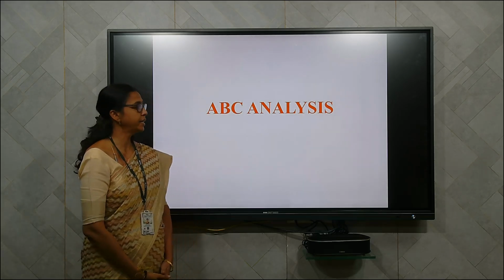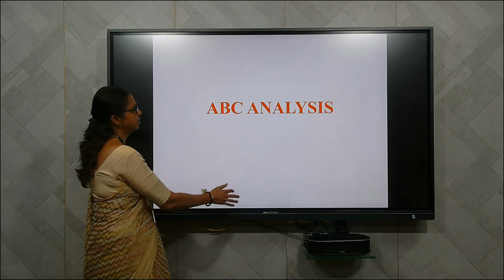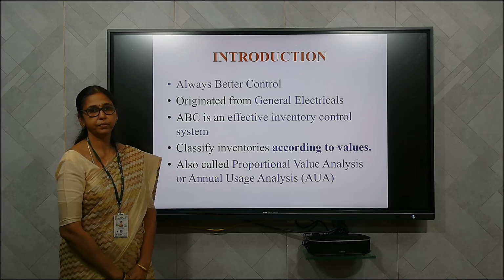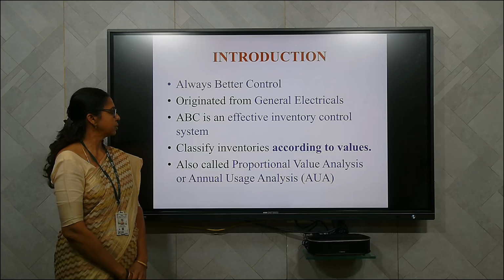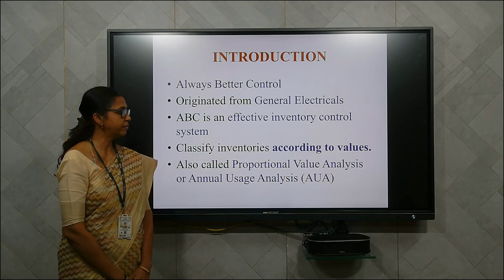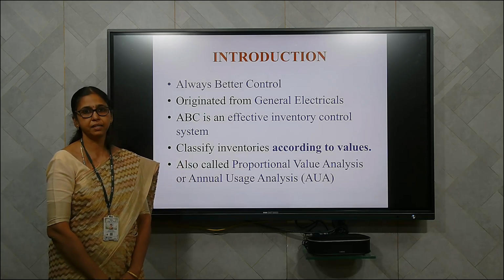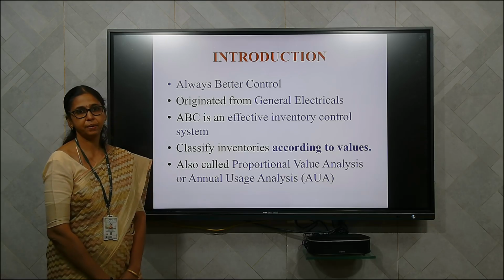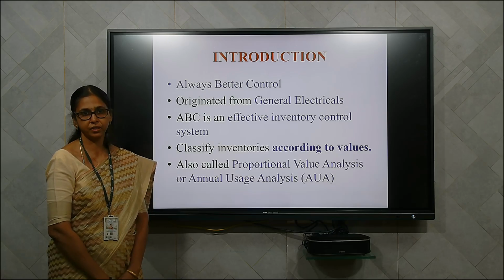One such technique is ABC analysis, which is called the always better control technique. This technique originated from the General Electric company. It is an effective inventory control system. It classifies inventories according to their values. The term value denotes the functional value, that is, the importance of items in the production cycle. The word value means the importance of the item in the manufacturing process.